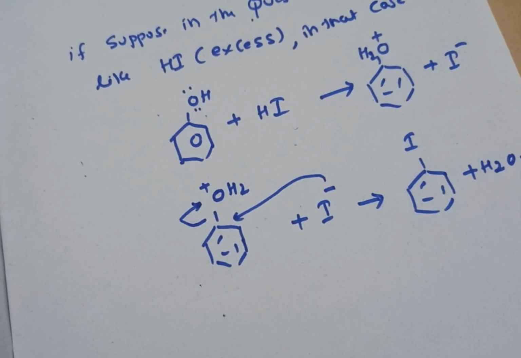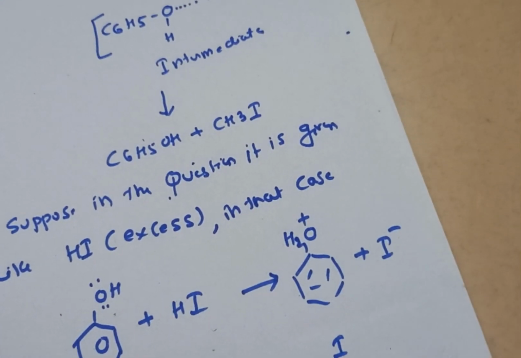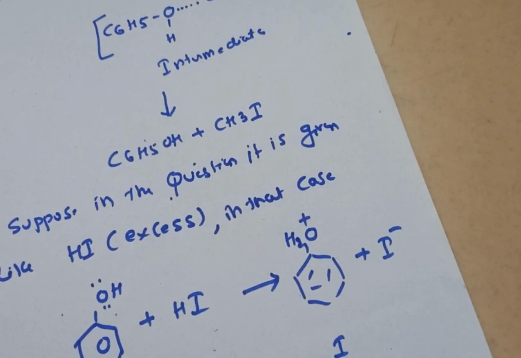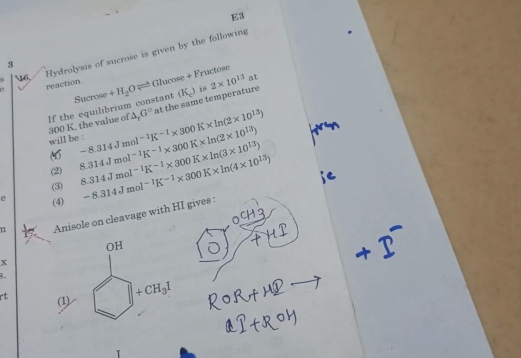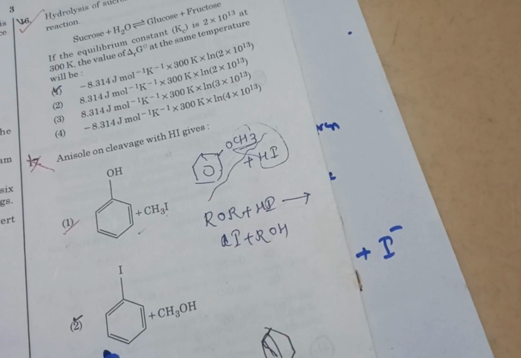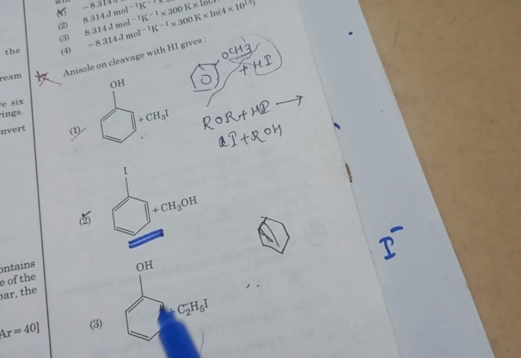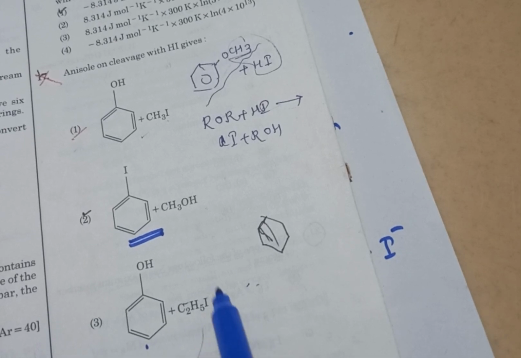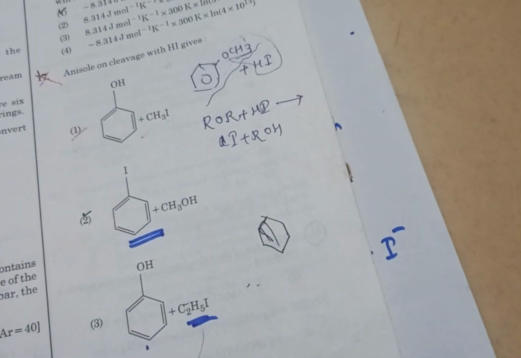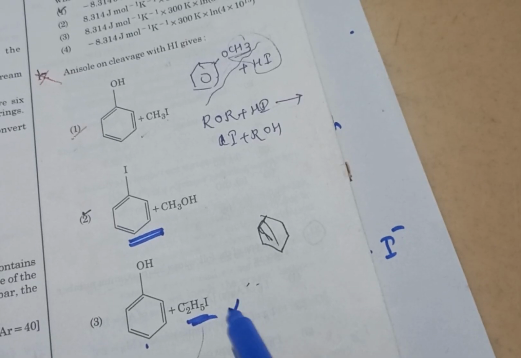This is the common mistake sometimes students make. Whenever the question is given like this, they generally put the answer directly, so maximum students do this. Some students think that this is the right answer, but there is no chance of this one because there is no ethyl group. Completely wrong, right? And this is also wrong because ethyl is not there.